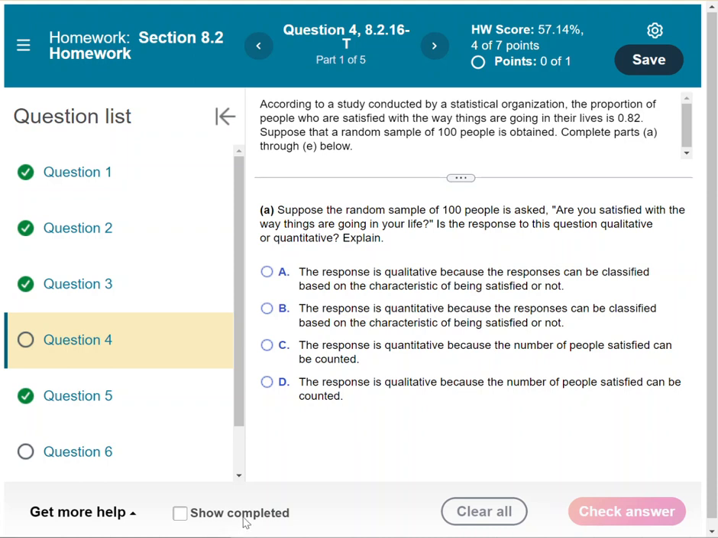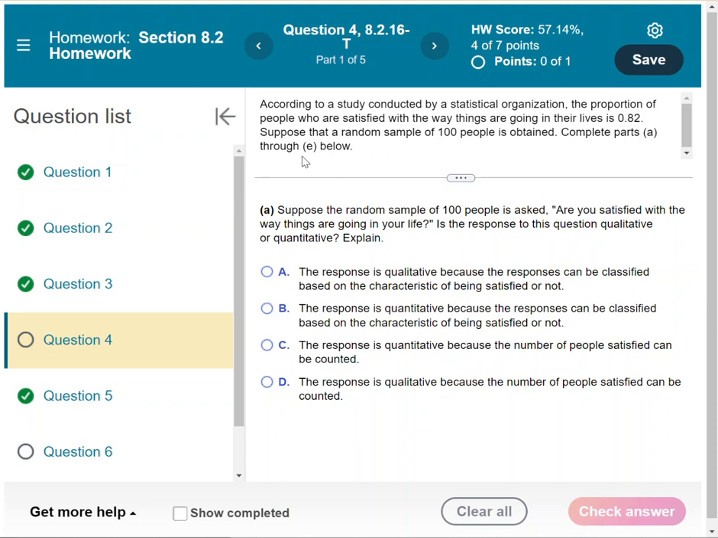All right, in this video, I'll be doing question number 4 in homework section 8.2. It says, according to a study conducted by a statistical organization, the proportion of people who are satisfied with the way things are going in their lives is 82 hundredths or 0.82. Suppose that a random sample of 100 people is obtained. Complete parts A through E below.